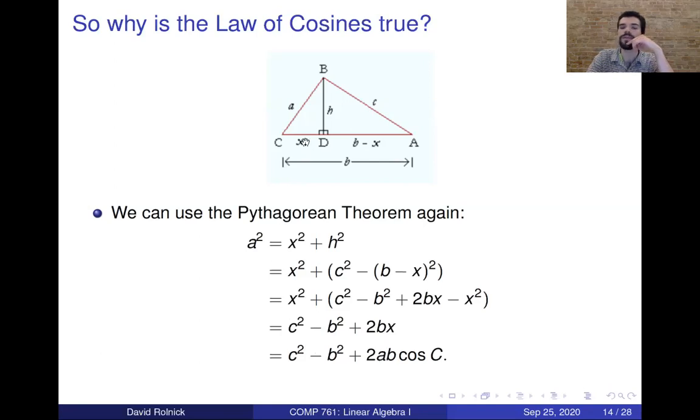Now x is in this right triangle here. And we know that by the definition of cosine, cosine in a right triangle is x over a. It's the angle here. Cosine of C is equal to x over a, so we can just rewrite this as 2ab cosine C. And moving the b squared to the other side, this is just the law of cosines.